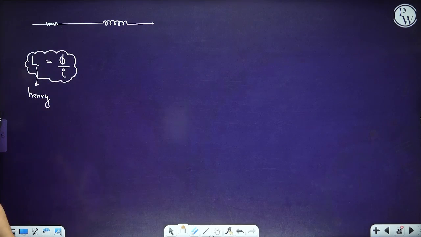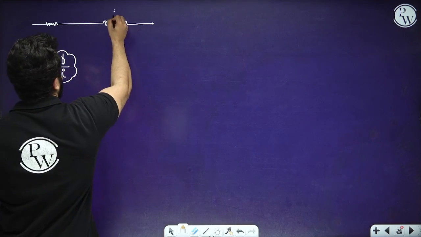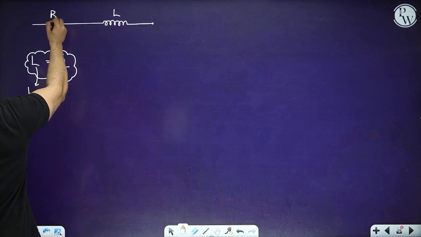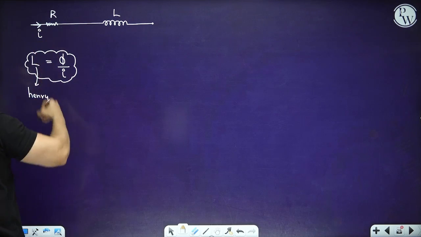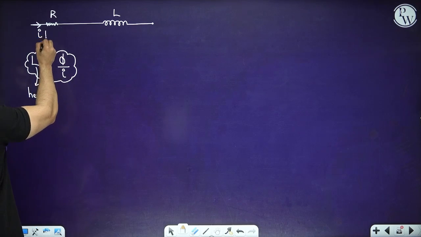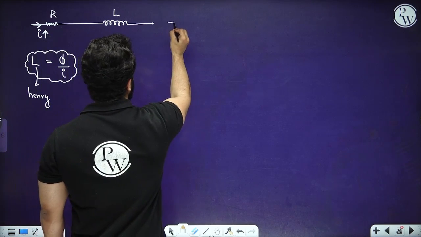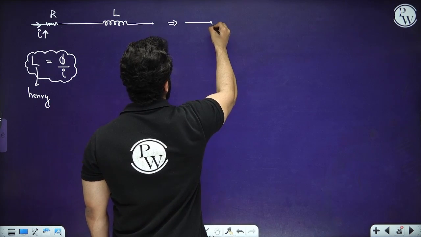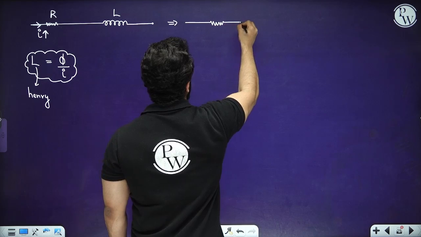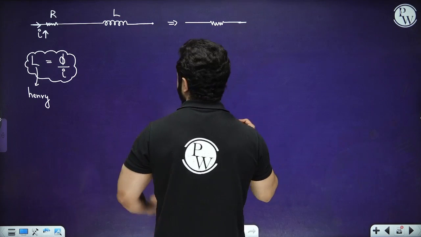or Weber per ampere, right? Now, let's suppose that current I is flowing like this and current I is increasing in magnitude. There is some di by dt. So we can rewrite this wire as resistance R, and then over here you will have that fictitious battery that we were talking about. And how are we going to write it?